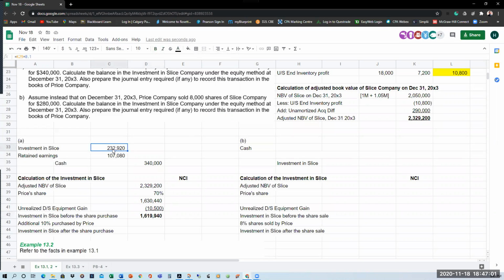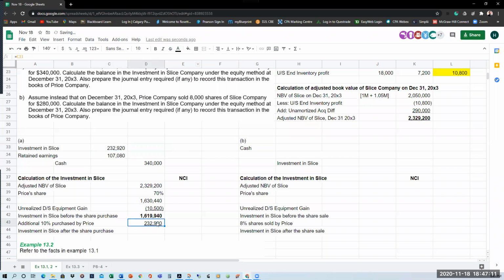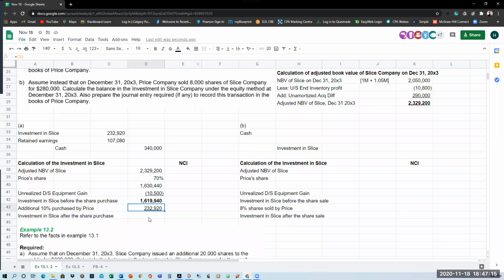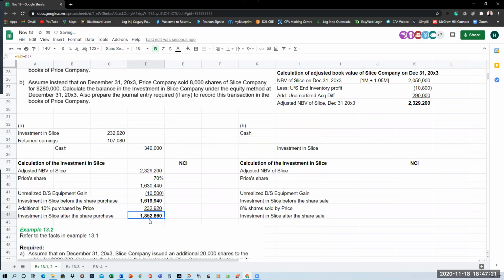Now, they did buy extra shares, and the amount that is recorded is 232,920. So the additional 10% shares purchased, 232,920, we add to the 1,619,940, and we get investment in Slice after the share purchase, 1,852,860.